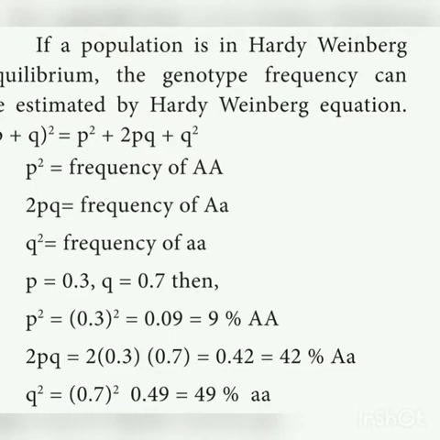There should be no mutation, random mating, no gene flow, very large population, and no natural selection. So if these assumptions were not met, the population will not be in Hardy-Weinberg equilibrium. Only if the allele frequency changes from one generation to another generation, evolution will take place.